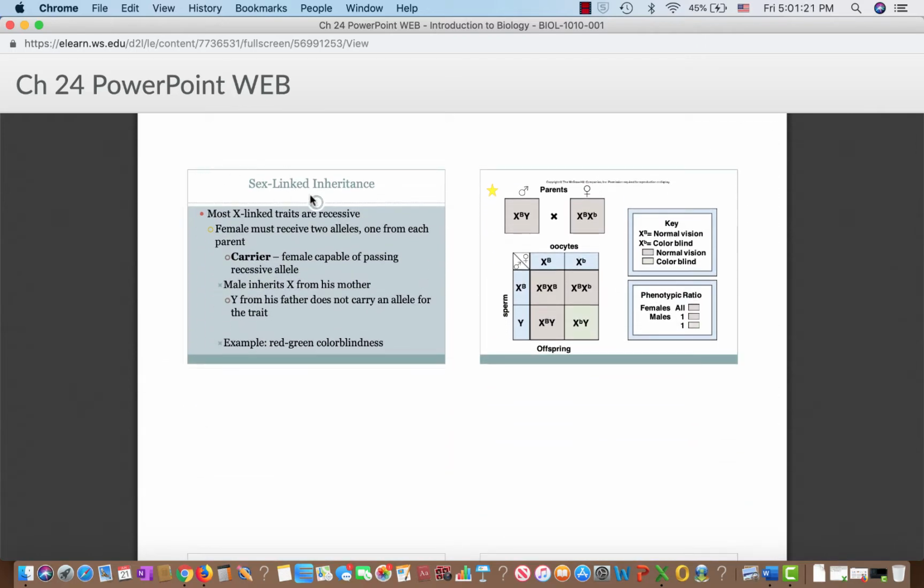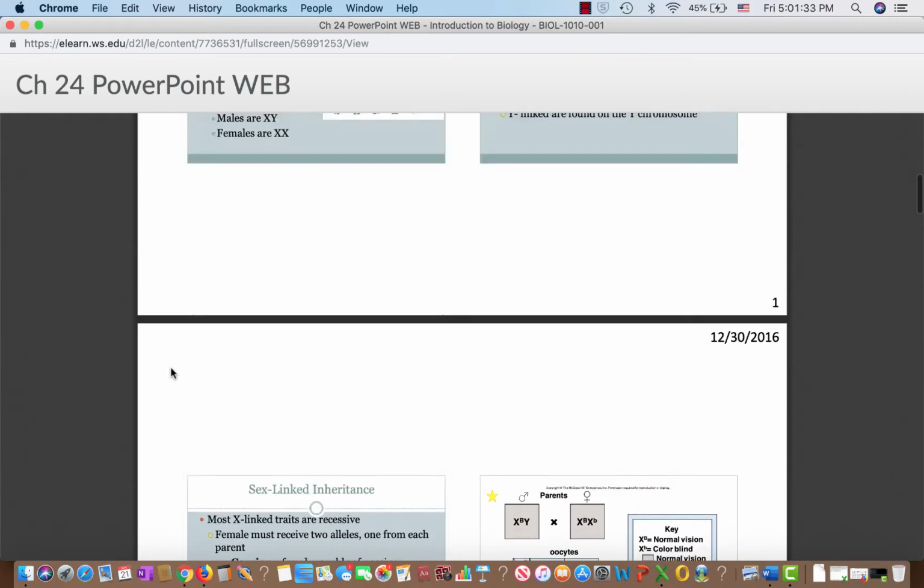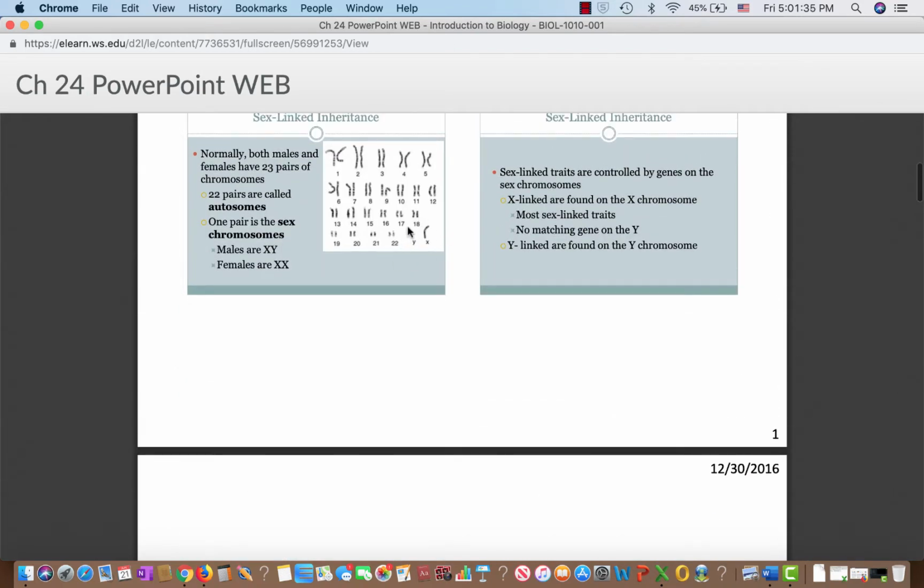So X-linked recessive inheritance, or I'm sorry, sex-linked inheritance. Most X-linked traits are recessive, therefore you're going to see them a lot in males because males are hemizygous for the X chromosome, meaning they only have the one.